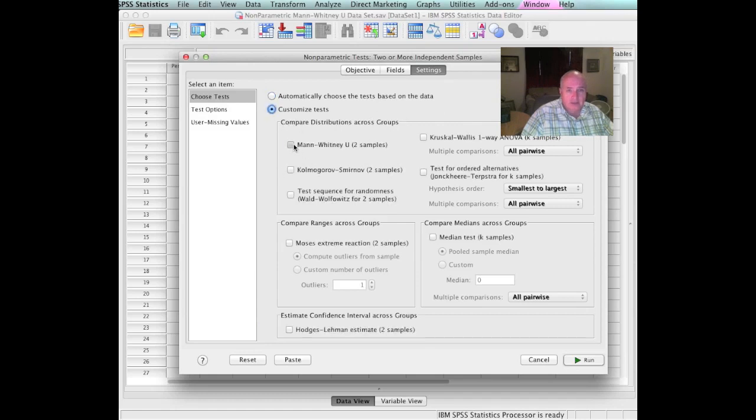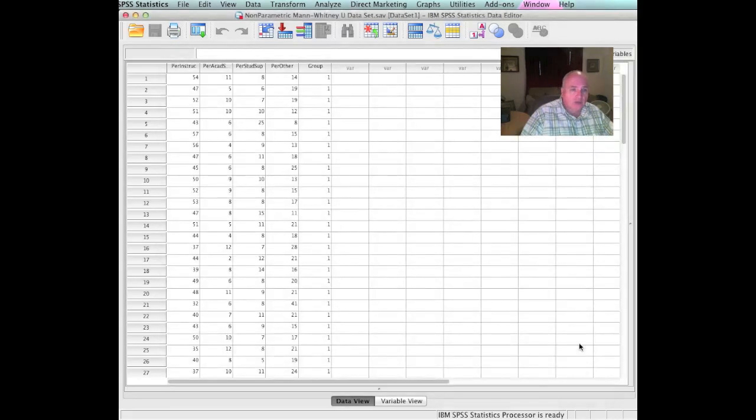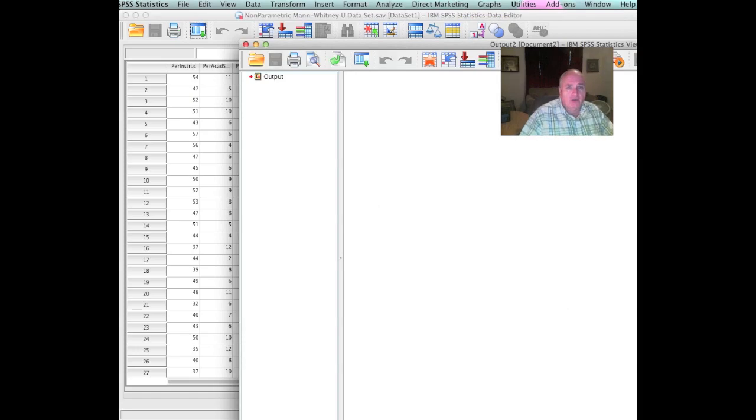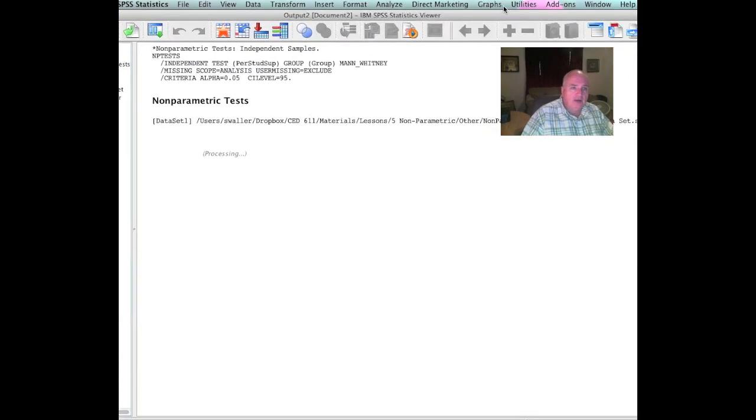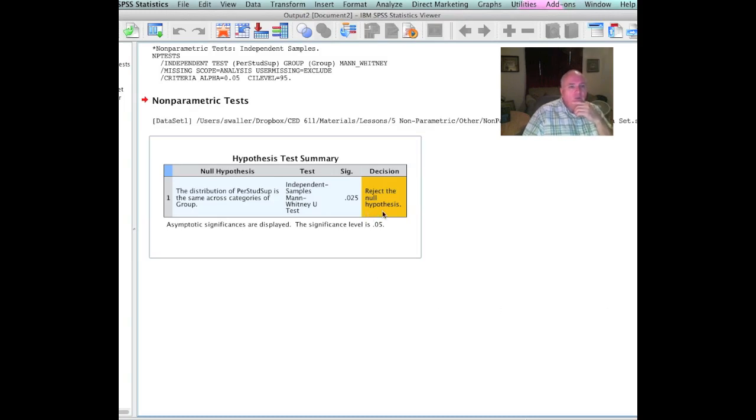Now, there's a lot of things I can do. All I'm going to run right now is the Mann-Whitney U on the two samples to see if the populations are the same. You can actually do a couple of tests in here. You can do a median test where you compare the medians across the groups. You can compare the range across the groups if you choose to. I just simply didn't do that. I tell it to run. And remember, our null hypothesis is that no differences exist, and our alternate hypothesis is that differences do exist. So we get this result back, and it says the percentage distribution of percent student support is the same across categories of the group. That was our null hypothesis.